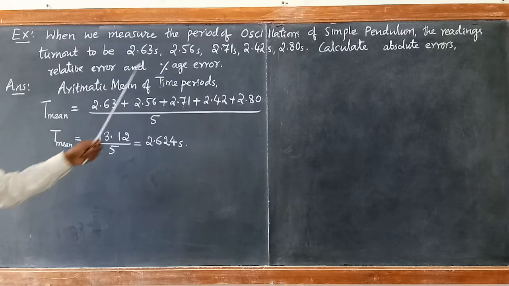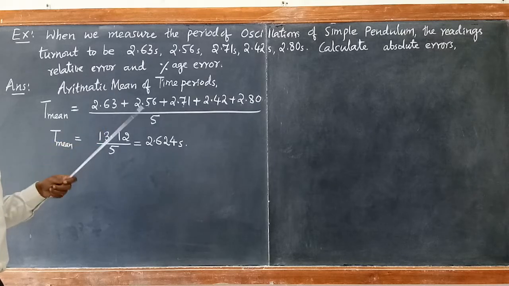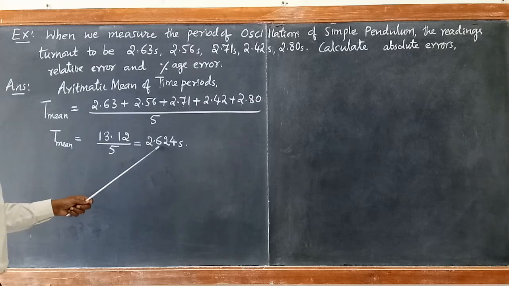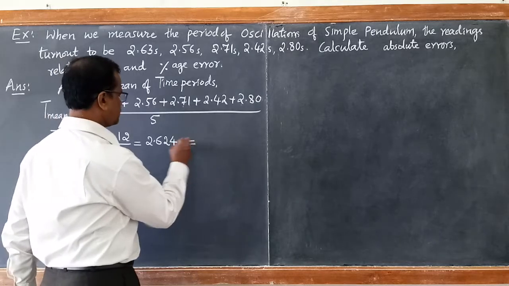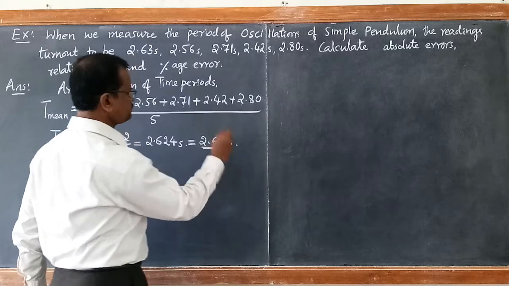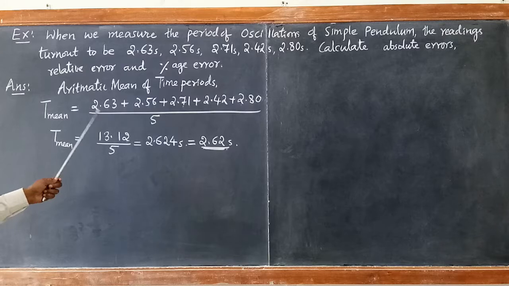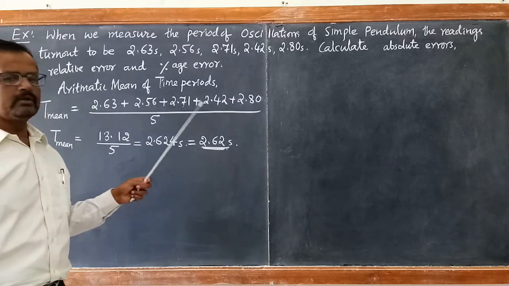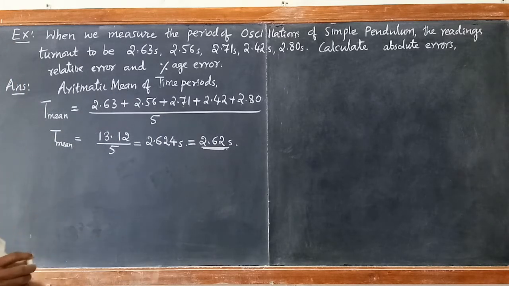Now you see the given values are up to 2 decimal points, meaning up to a hundredth of a second. So we'll approximate it up to 2 decimals. Here we got the result up to 3 decimals. So after approximation it becomes 2.62 seconds. So this is almost taken as the true value. Means the measured values are a little higher than the true value or a little lower than the true value. So the difference that we take gives us absolute errors.